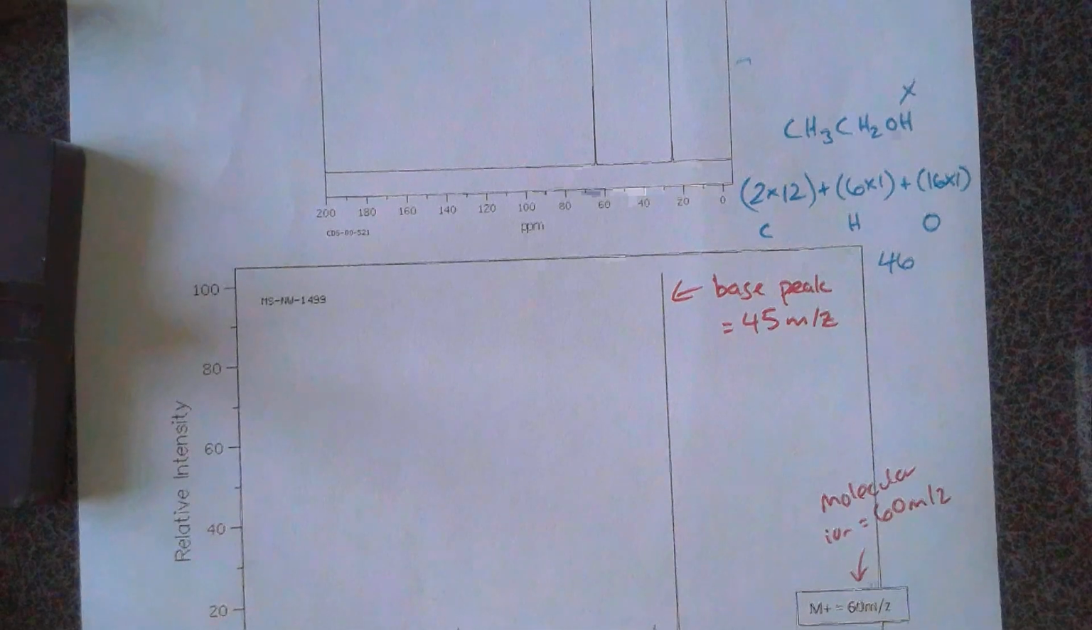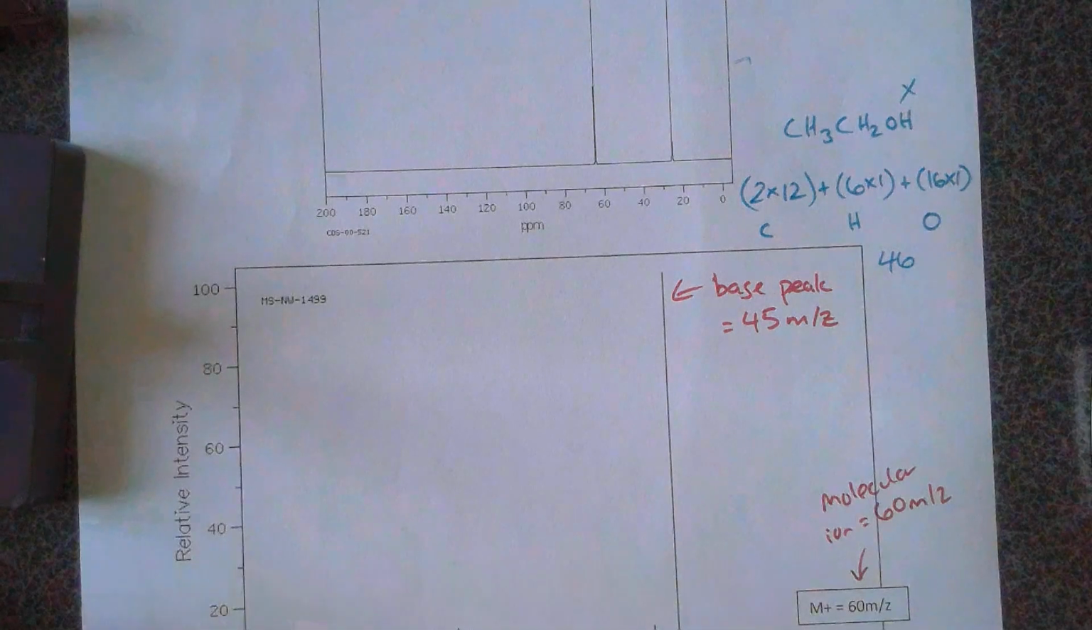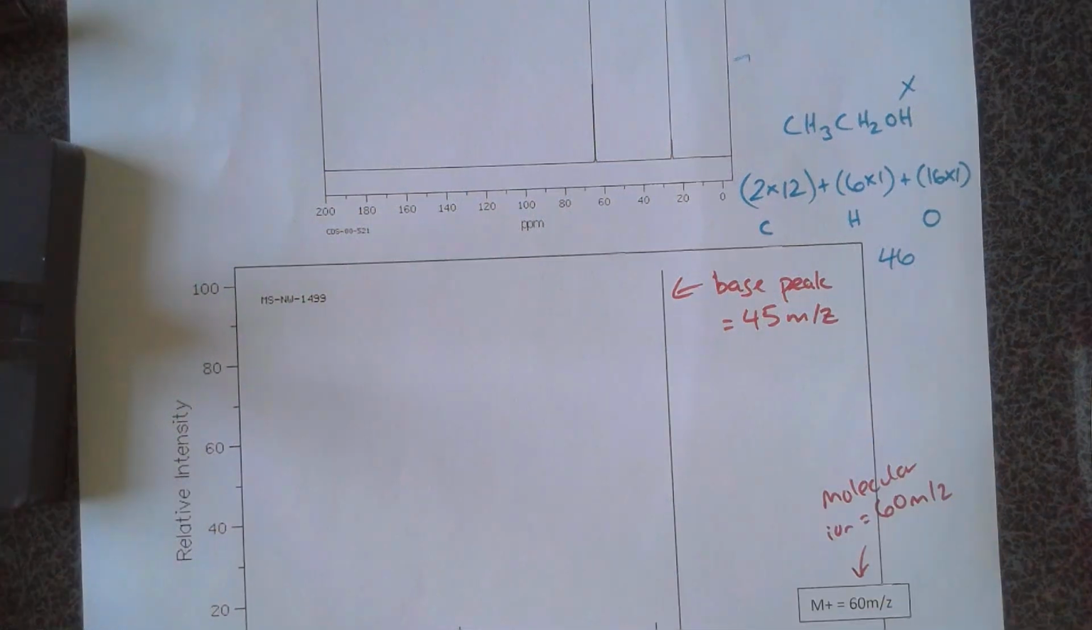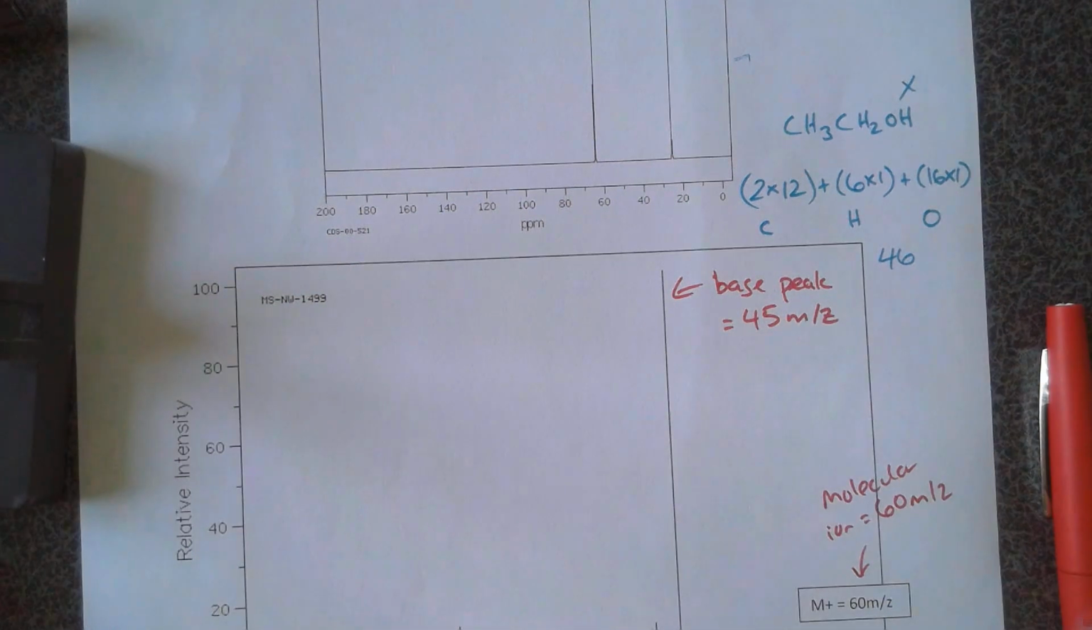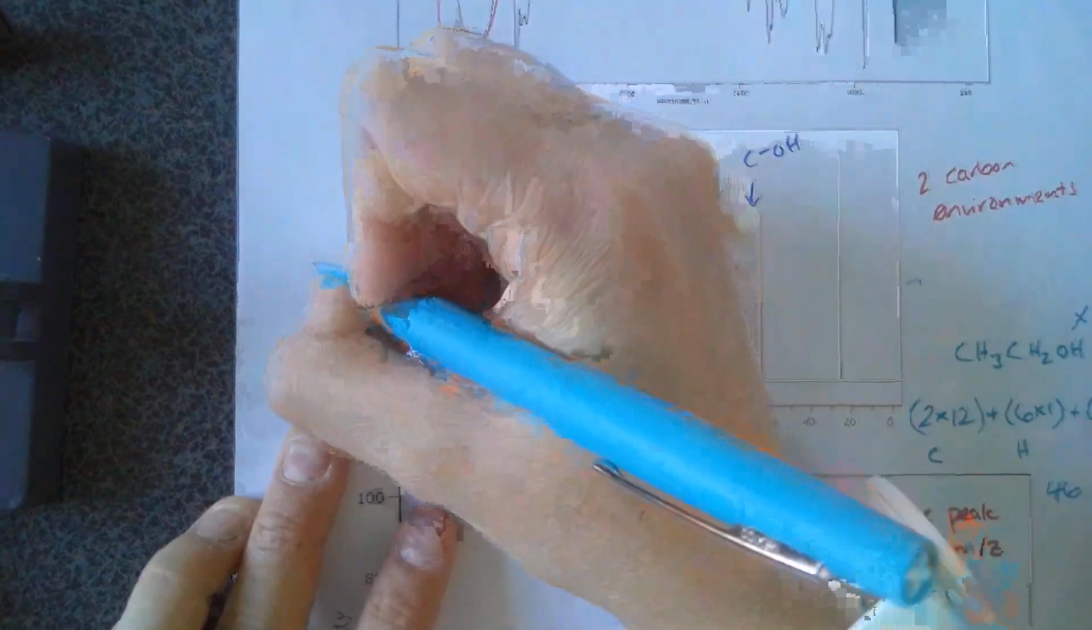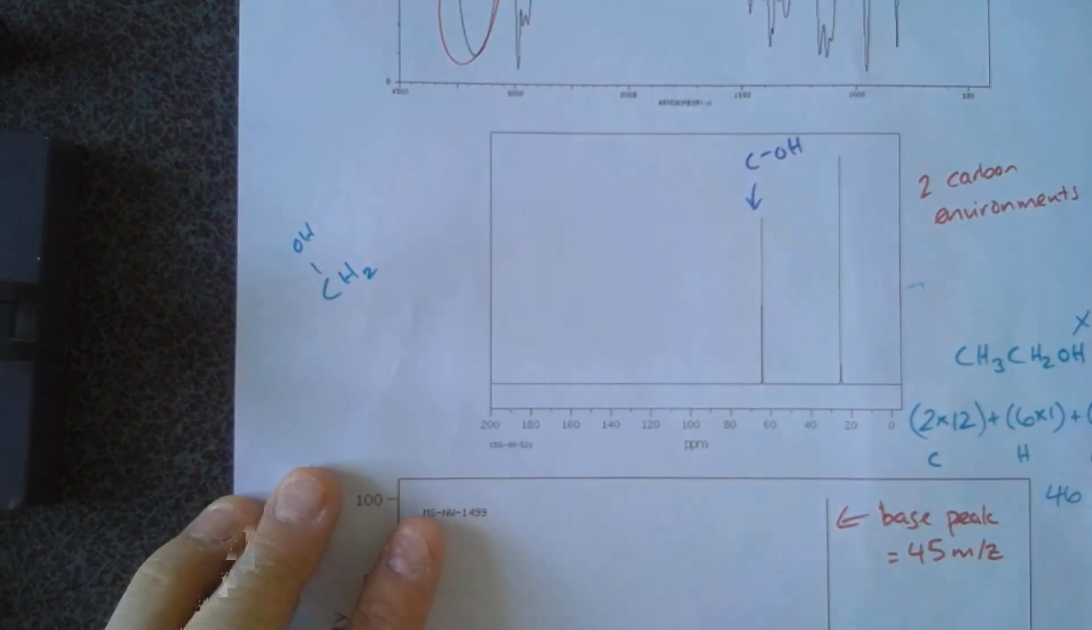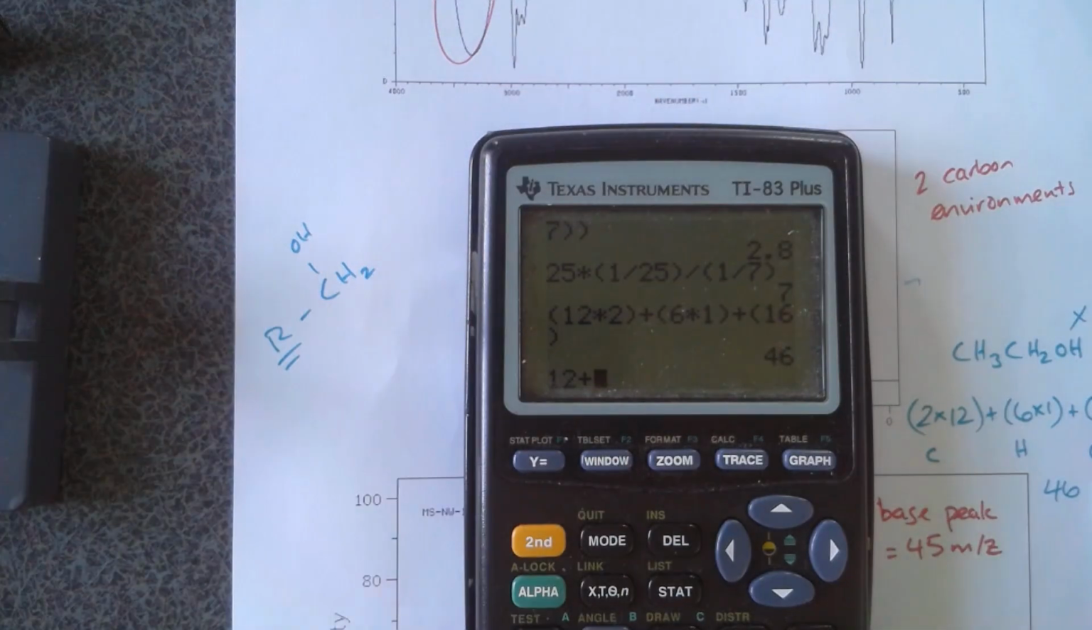So the easiest way I find to figure something out is I always assume the alcohol bit. So we have alcohol as my chunk, and then I don't know how many carbons I have in my R group. So if I did the math, I would have 12 plus 3 plus 16. So this component here is 31.